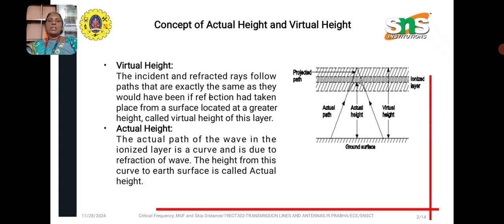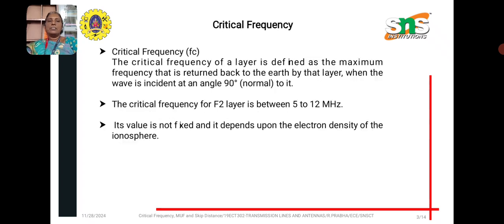But in the actual height, the actual path of the wave in the ionized layer is a curve and is due to the diffraction of wave. The height from this curve to Earth's surface is called actual height.